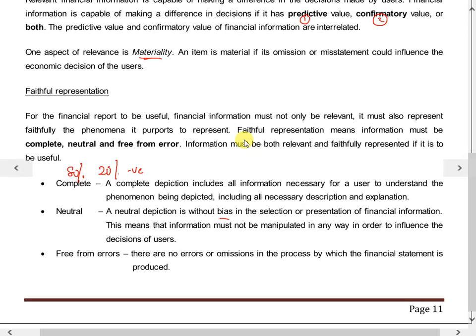And of course, it has to be free from error. A financial statement that is full of error has no quality. So CNF: complete, neutral, free from error.